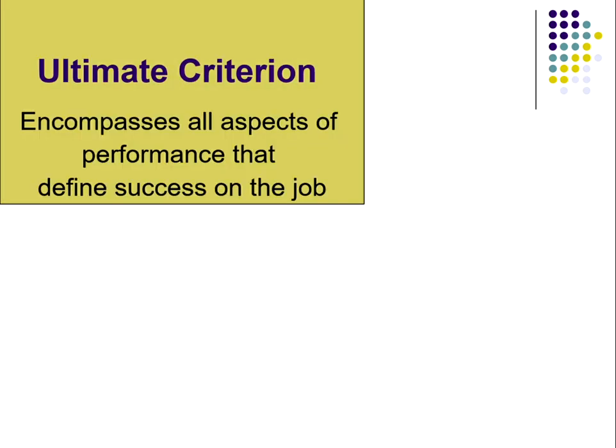All right. So we're going to get a little philosophical here for a second. The ultimate criterion. This ultimate criterion encompasses all aspects of performance that define success on the job. So we want to have this single measure, or maybe a couple of different measures, a couple of different criteria that would allow us to assess all of the things that have anything to do with success, or the flip side being failure on the job.